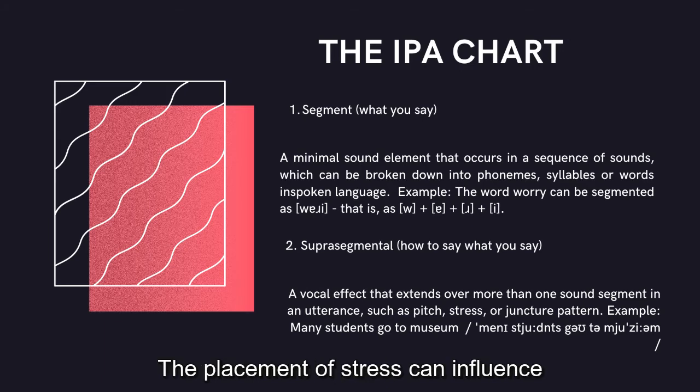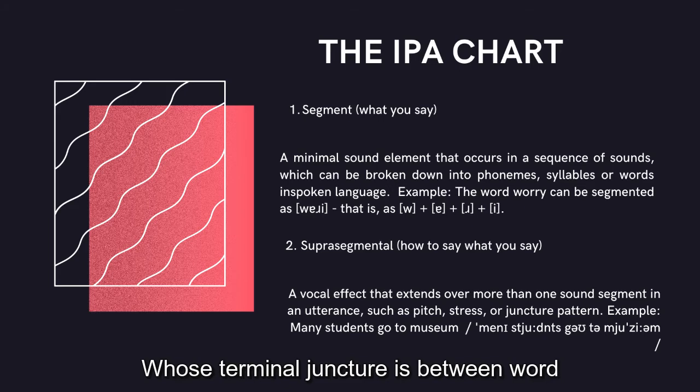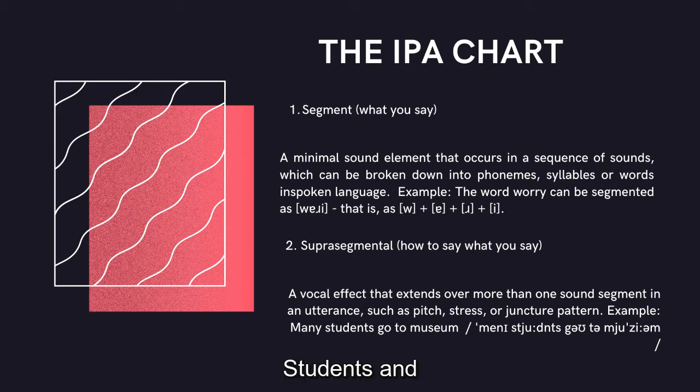The placement of stress can influence our understanding of English words in various ways. The sentence consists of two tone units whose terminal juncture is between the words students and go. Within each tone unit, we find at least one syllable that is called the nucleus. So we have students and museum that are here on the stressed syllable.